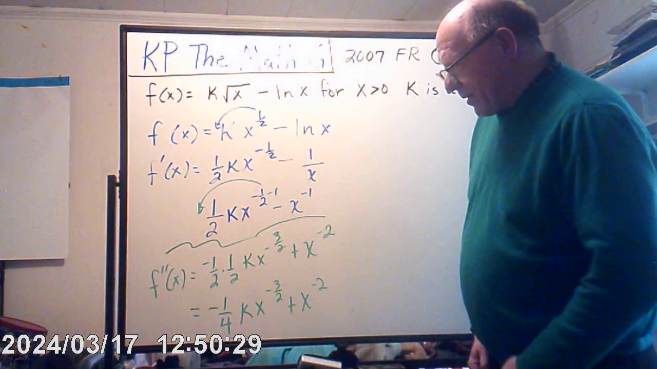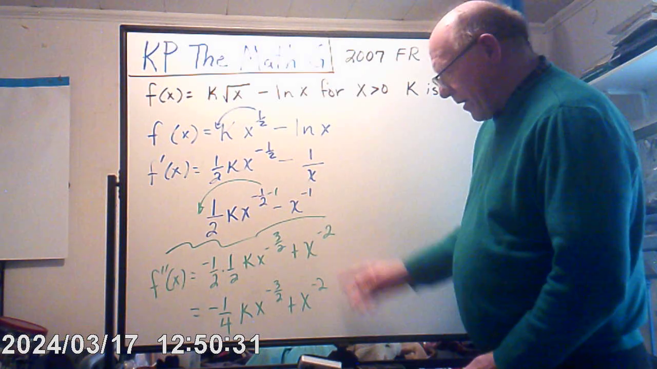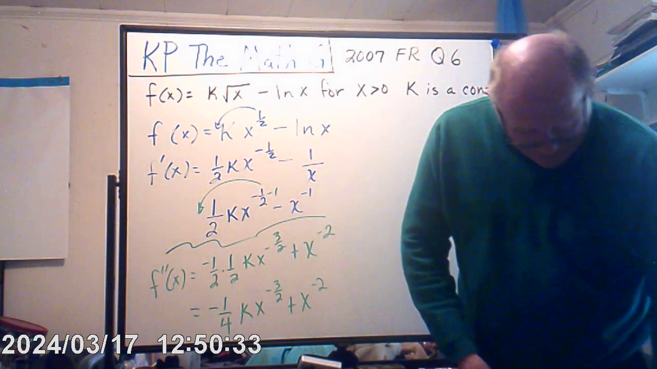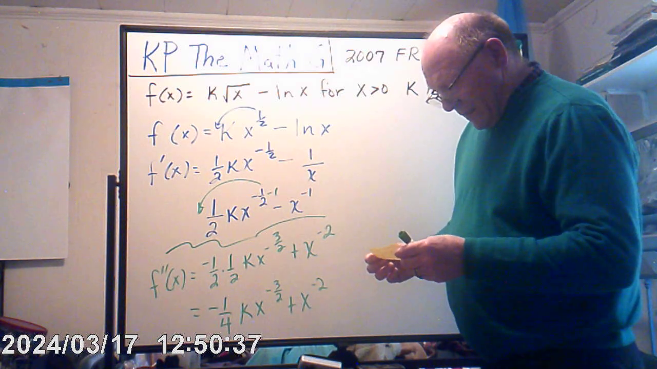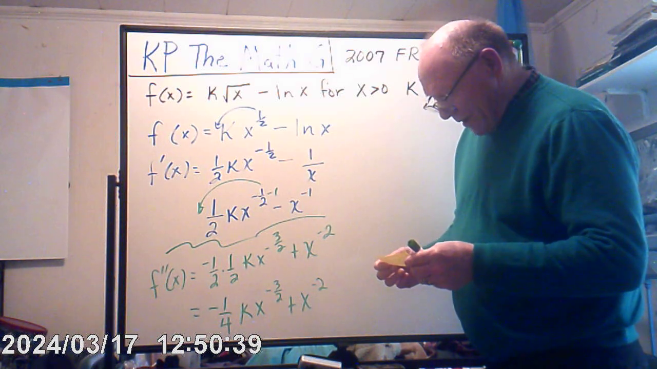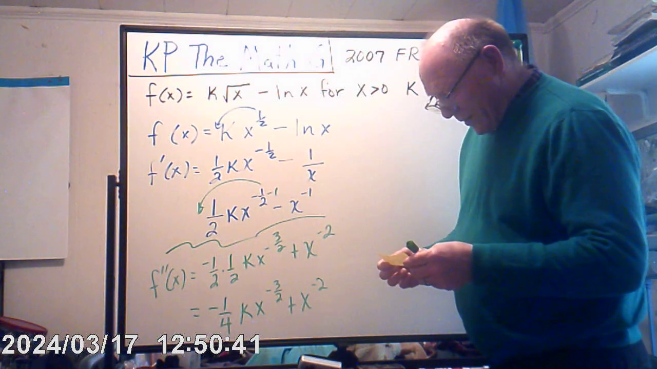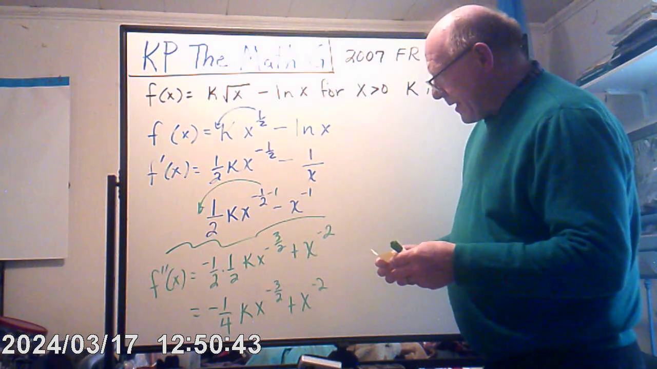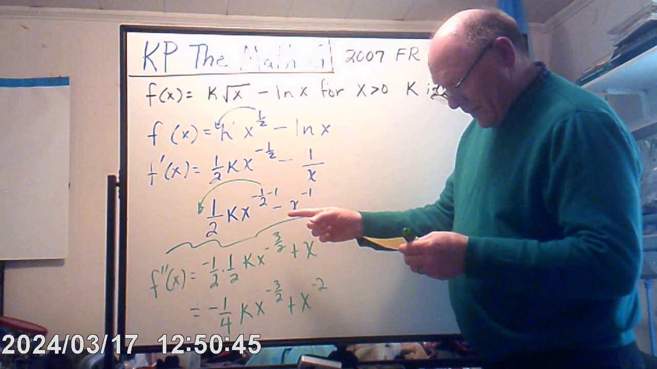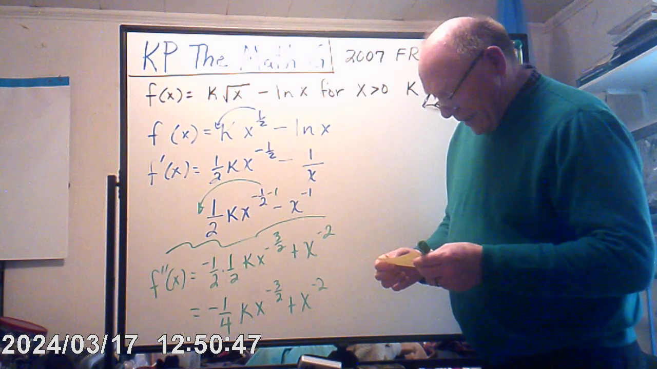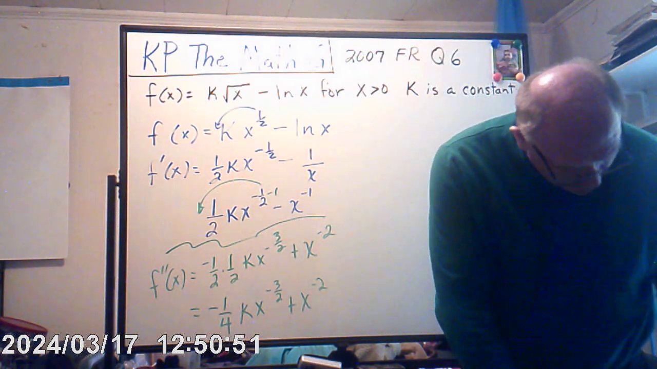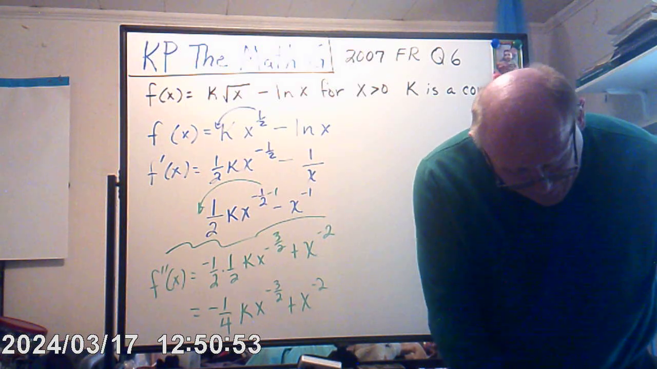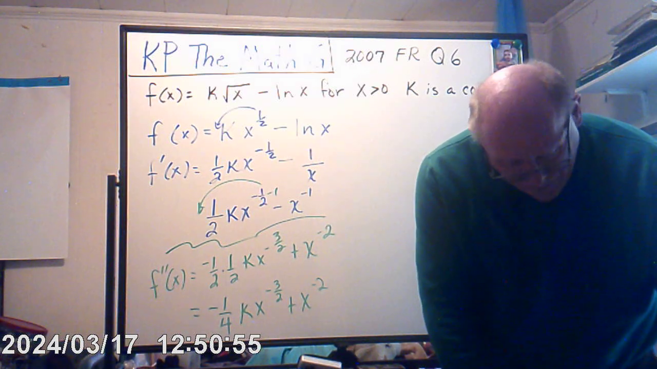That's the A part. So you had to find f prime and f double prime. And by the looks of it, that's what I have on both of those. Yeah, there is that one for sure. And I have the answer right there.